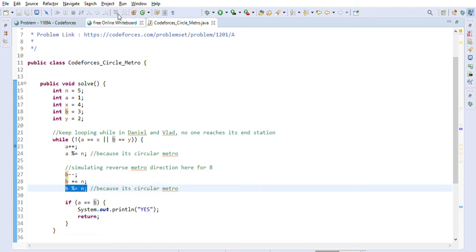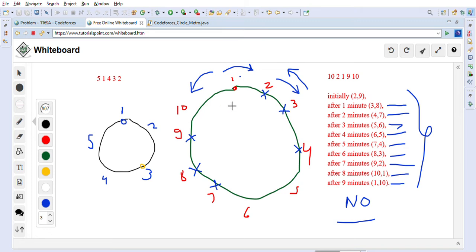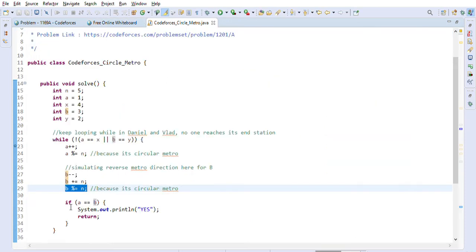And why are we doing that? Because we are going in the opposite direction. So after 1 we want to go to 10, because in the opposite direction, after the first station the 10th station will come, correct? So that's what we are simulating here.